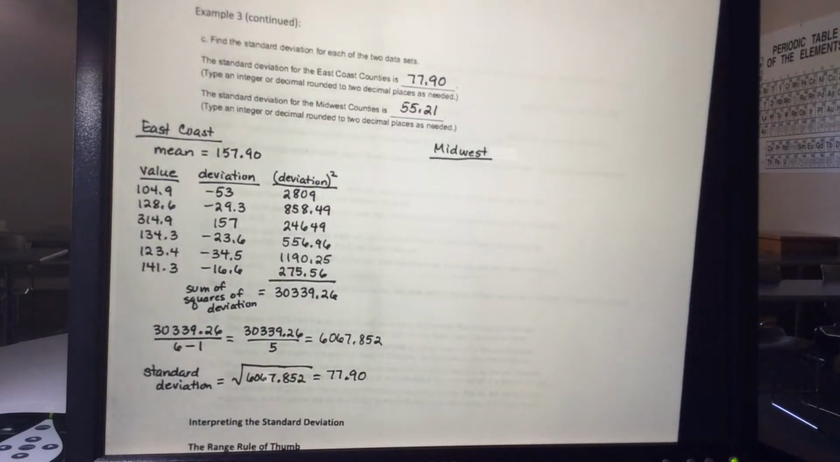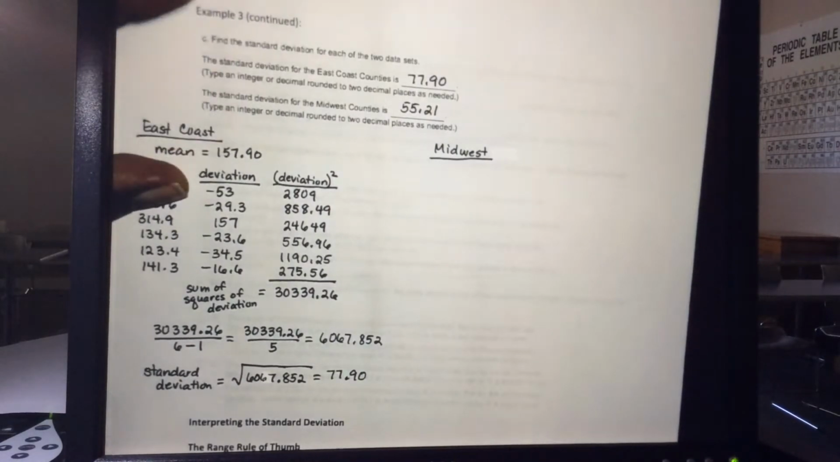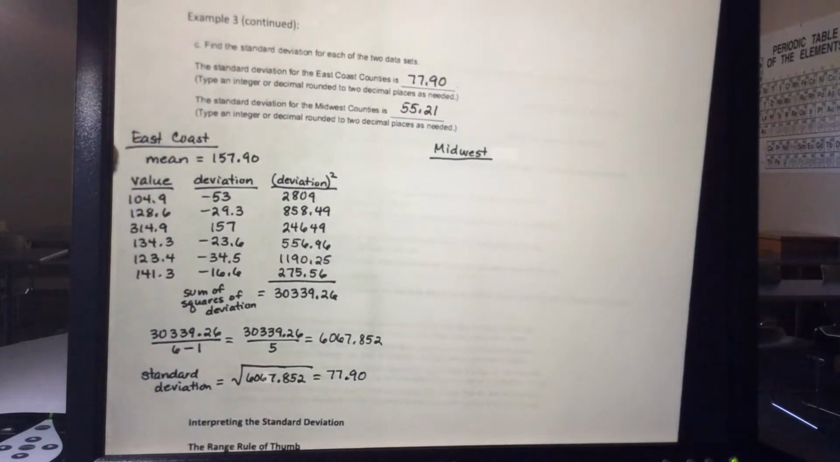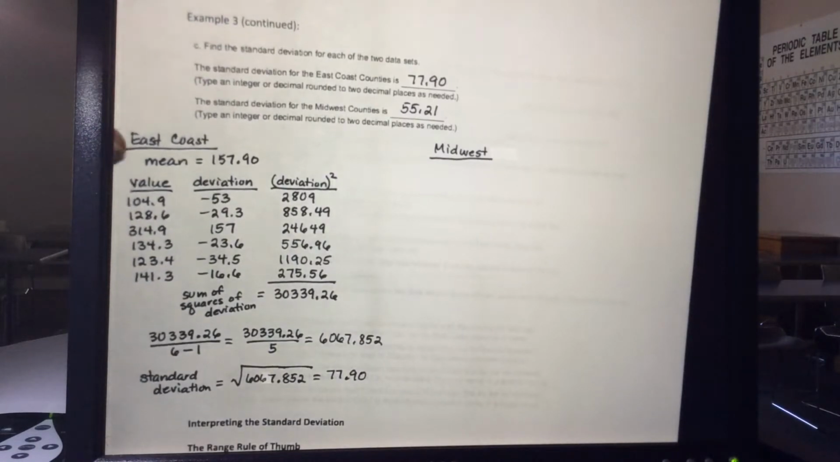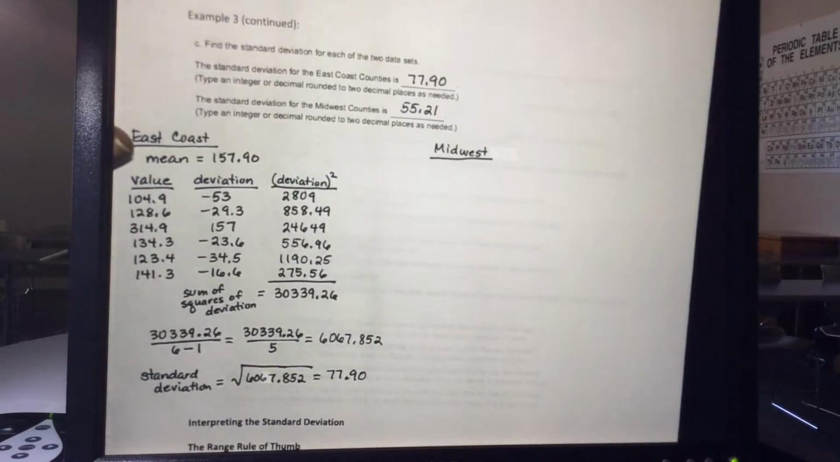Now, the one I did for the East Coast counties, you can do that in the graphing calculator as well and get practice on that. You'll see it will give you 77.896, I believe, but I rounded it to 77.90. Okay. And by the way, I will be posting something on Canvas, a handout or a file that shows you how to use the graphing calculator to come up with the one variable statistics. But you want to use Sx. S as in Sam, followed by the lowercase x, for your standard deviation. Okay.